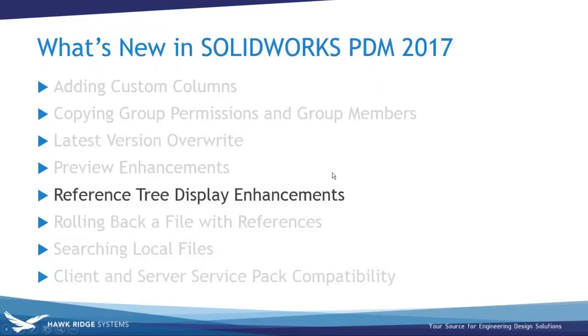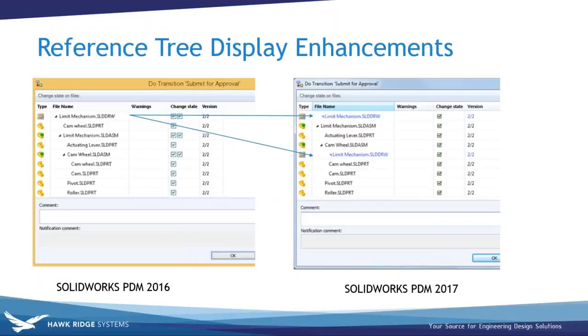Reference tree display enhancements. This is better explained with a picture. So what this does is you can see what the reference tree looked like in SOLIDWORKS PDM 2016. So if you had, let's say, a drawing that was being referenced by a couple different assemblies, in this case, this drawing in 2016, there's a limit mechanism that is the drawing associated with the cam wheel. And so it shows that subparent above it.